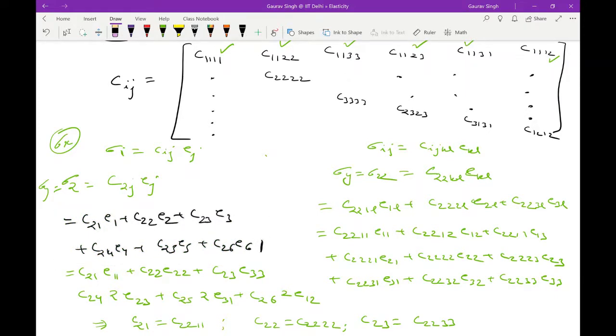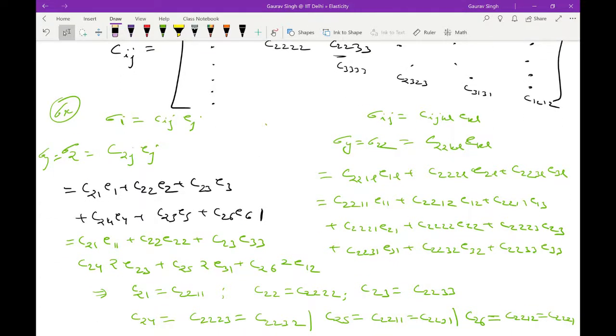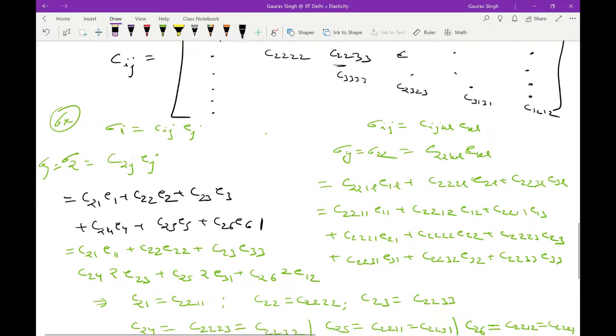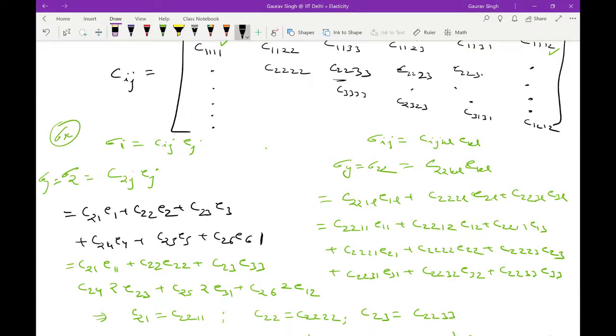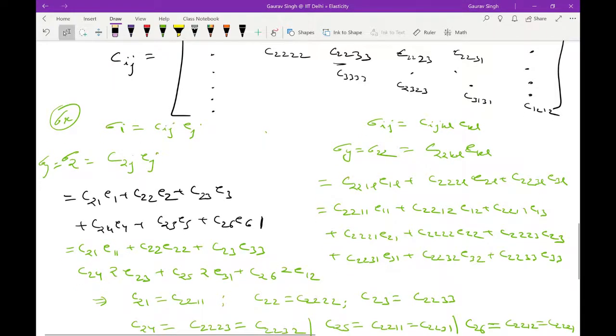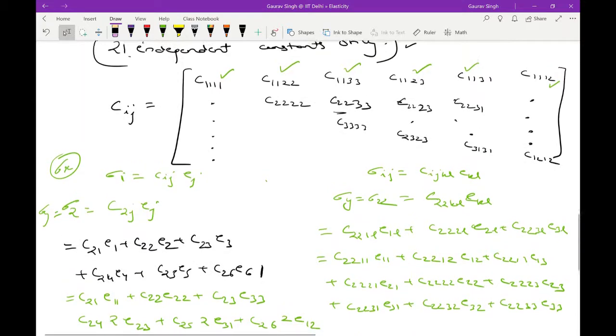This is C2233. There is an error in your textbook. Please correct that for this term. So this is correctly C2233. And then C24 is C2223 or C2232, and then C25 is C2231, and then C26 is C2212.